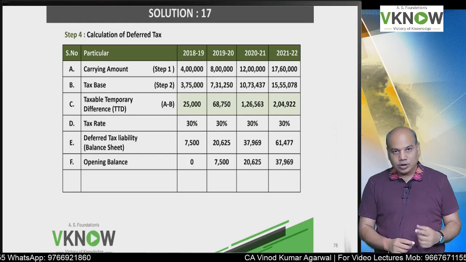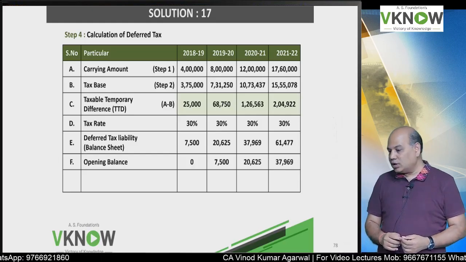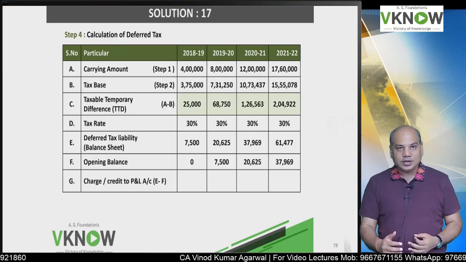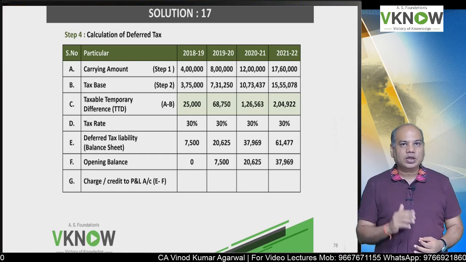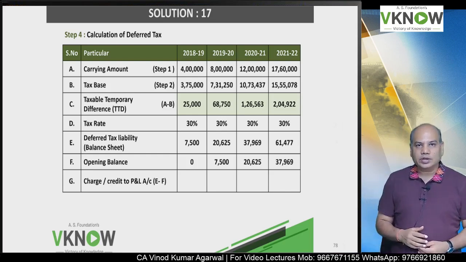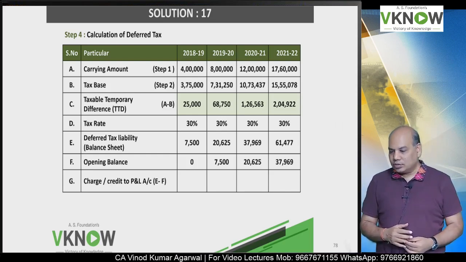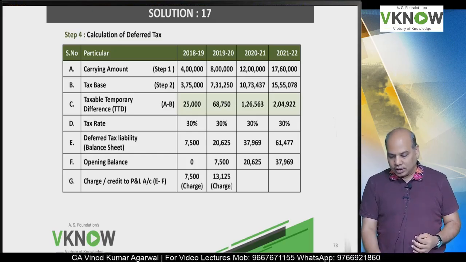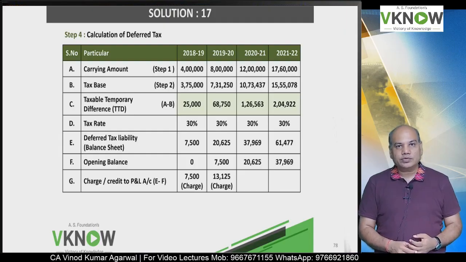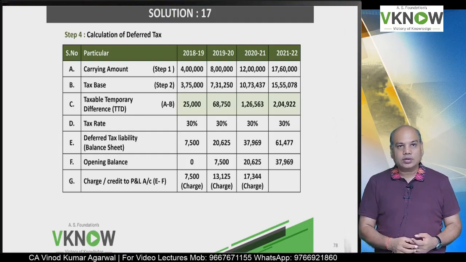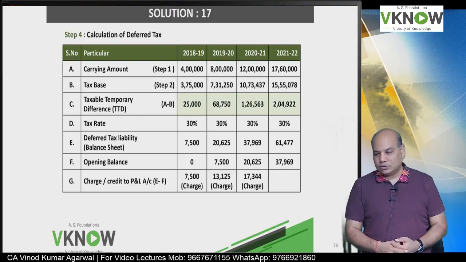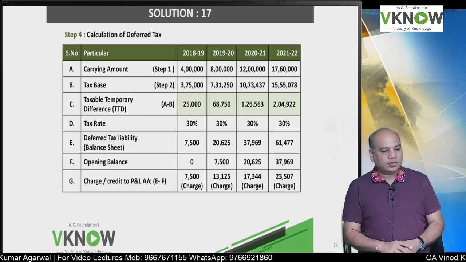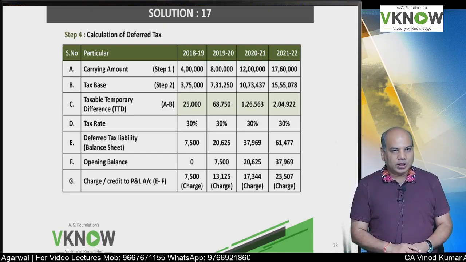Do it. Now compare. In all these years your closing is more than opening, which means in all these years there will be a charge to P&L account. First year, 7500 charge. Second year, 13125 charge to P&L account. Third year, 17344 charge to P&L account. Last year again, 23507 charge to P&L account.